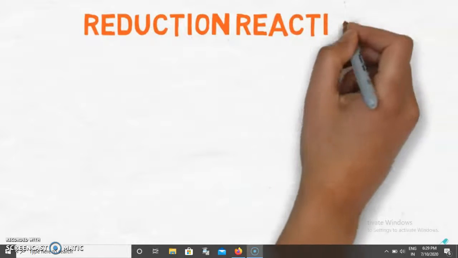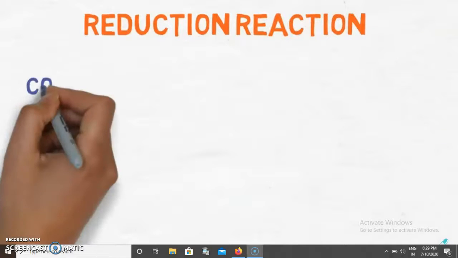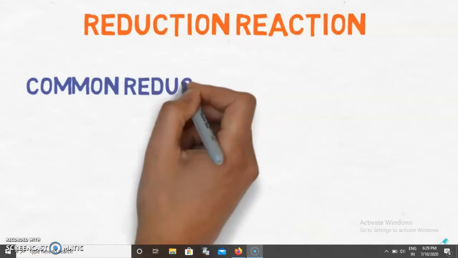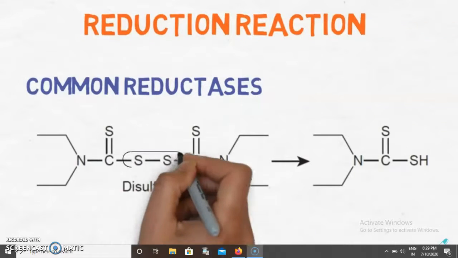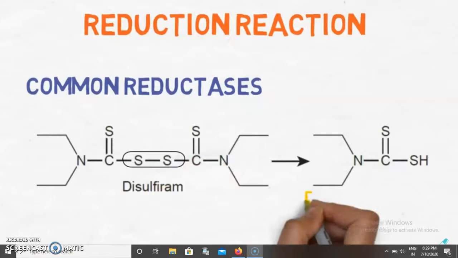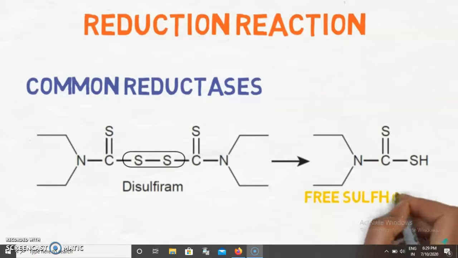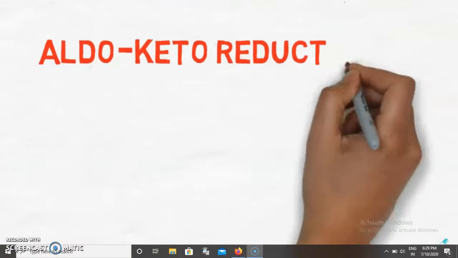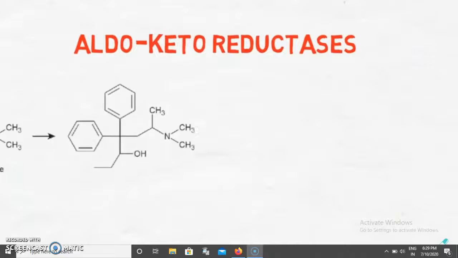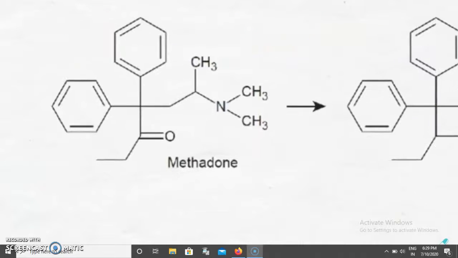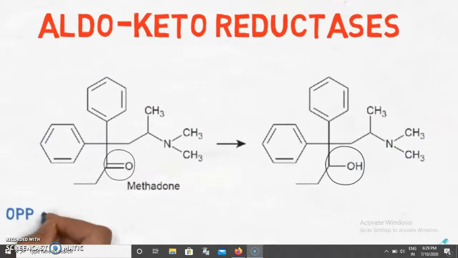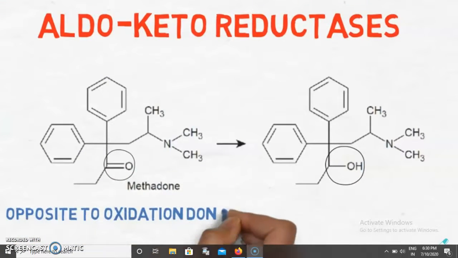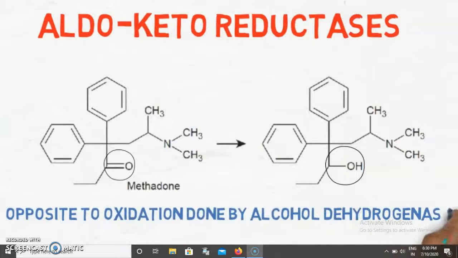Another phase 1 reaction is the reduction reaction. There are several reductase enzymes. Common reduction reactions include the reduction of disulfide bonds, in which disulfides would be reduced to free sulfhydryls. Another reduction reaction is done by aldoketoreductases, which reduce carbonyl-containing compounds back to alcohol in a process opposite to the oxidation done by alcohol dehydrogenase.